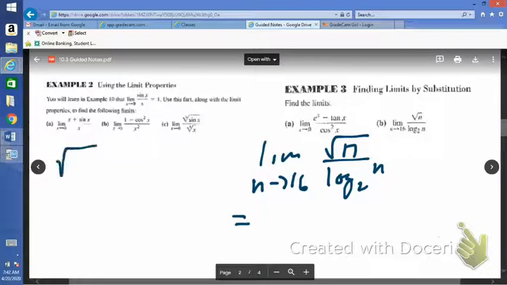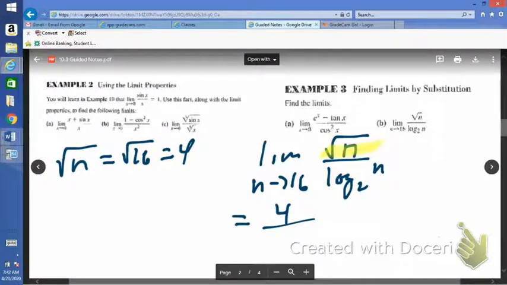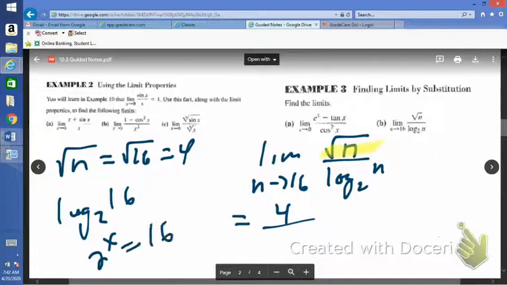Well, let's take the square root of n first. So the square root of 16 equals 4. So up top we're going to get 4. And then log base 2 of 16. So 2 raised to what power gives us 16? Well, that's going to be 4. So 4 over 4 is 1.